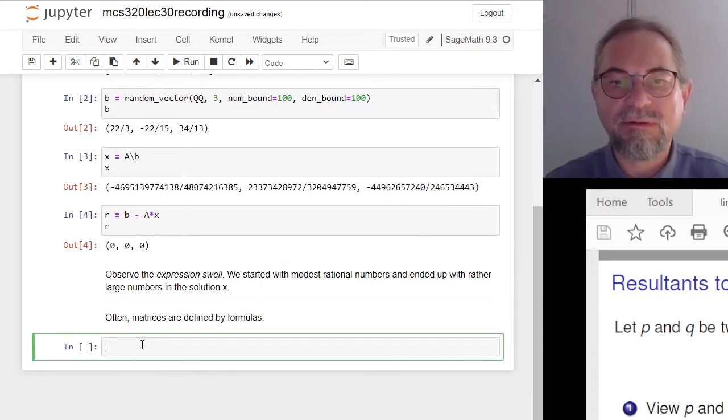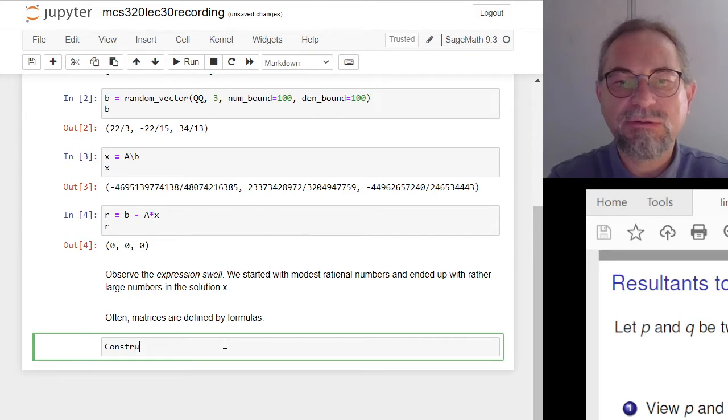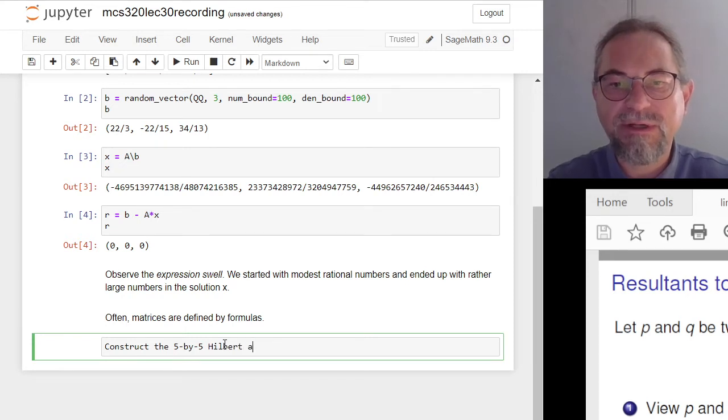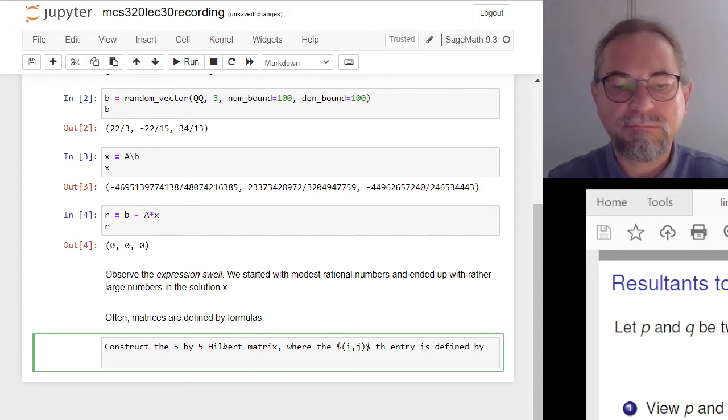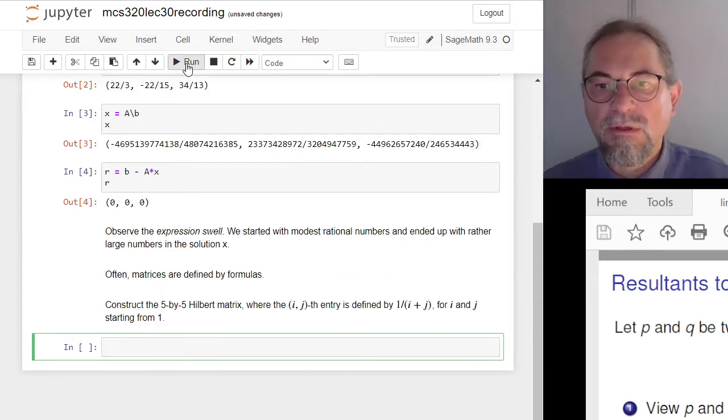So here is an exercise which I will solve: construct the 5 by 5 Hilbert matrix, where the ijth entry is defined by 1 over i plus j, for i and j starting from 1. So here you will see what is the problem.